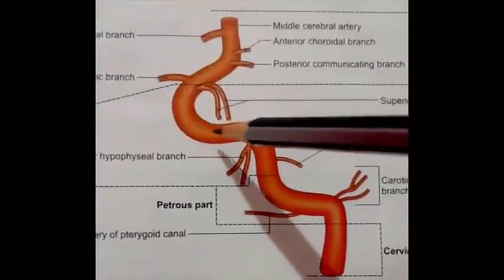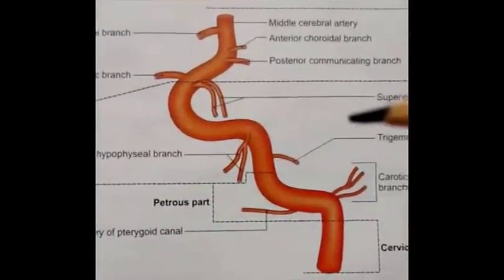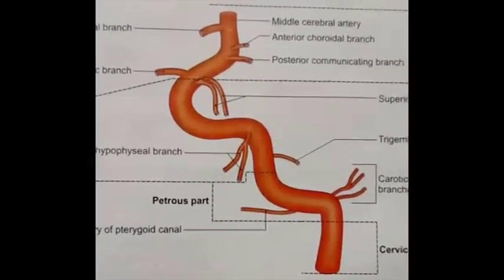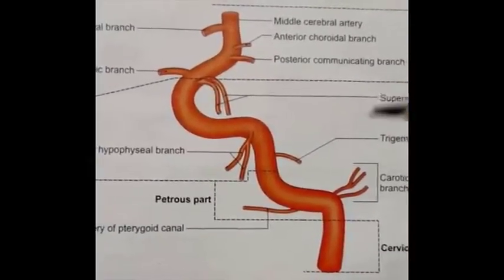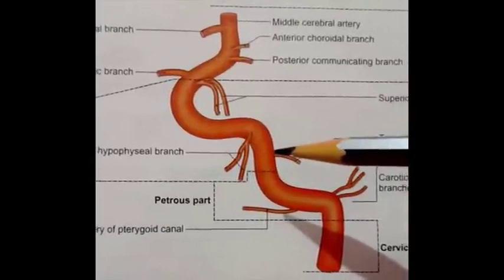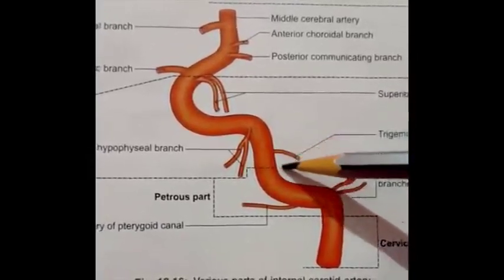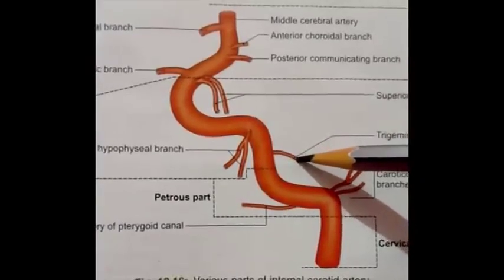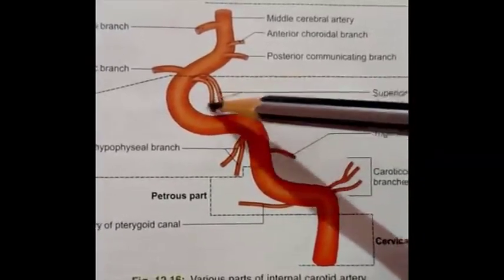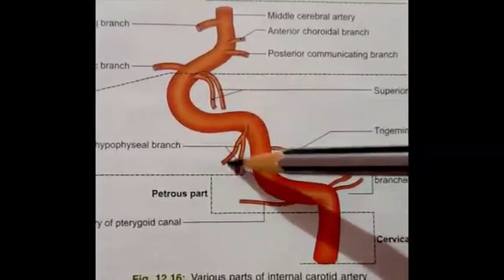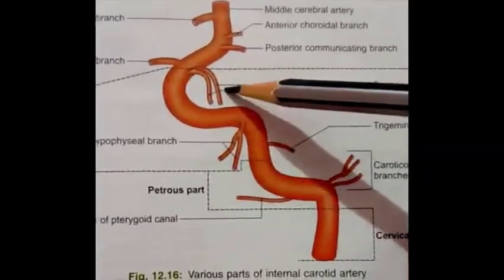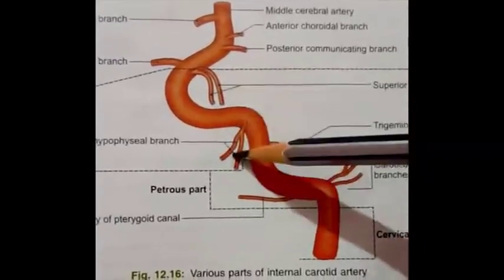It is also a curved part and it gives 3 branches. The first branch is the cavernous branch to the trigeminal ganglion. So it gives a branch for the trigeminal ganglion. The superior hypophyseal artery and inferior hypophyseal artery are given for the hypophysis cerebri, or the pituitary gland.